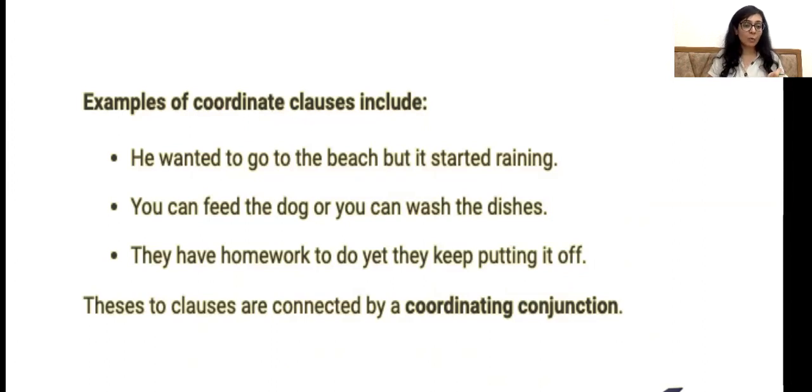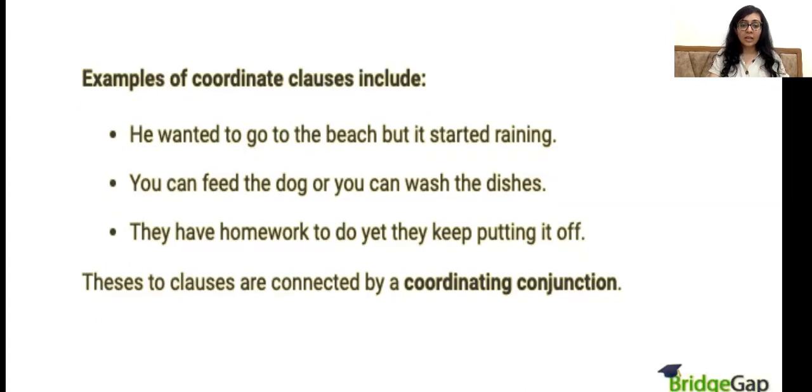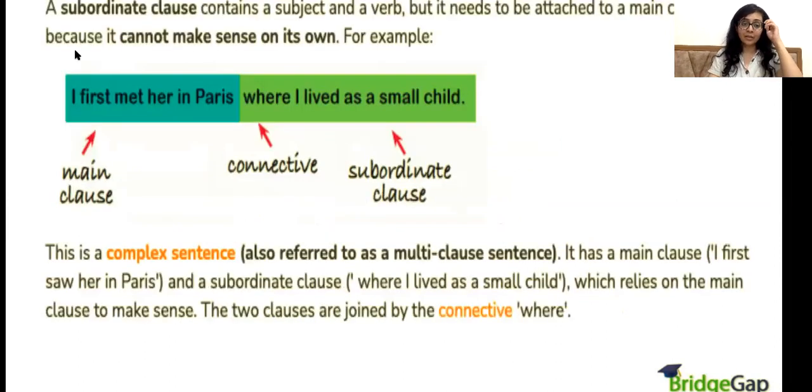As I mentioned, one more example previously using the word but. Again, as you can see, there is one more example. And the example is, he wanted to go to the beach, but it started raining. It started raining. He wanted to go to the beach. Both the clauses together are connected using the word but. Right? Moving ahead. Next, we have subordinate.